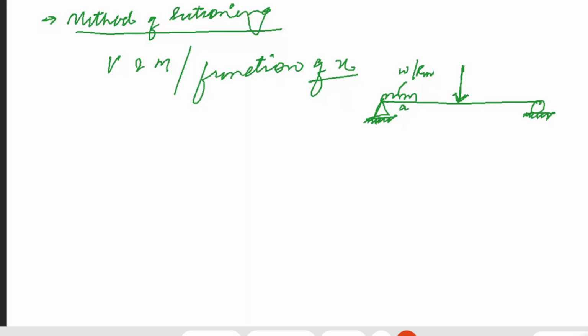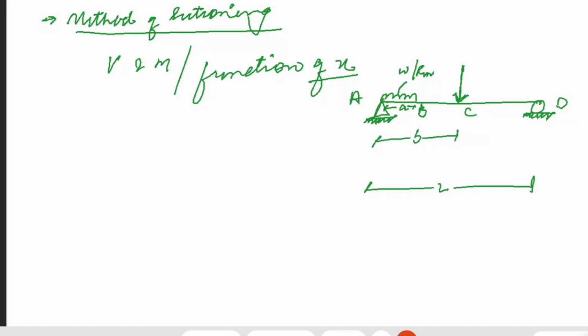Let's say this is point A, this is point B, this is C and D, and so on. The total span is L. a is the span of the uniformly distributed load, and b is the distance from point A to point C, where we have the uniformly distributed load.